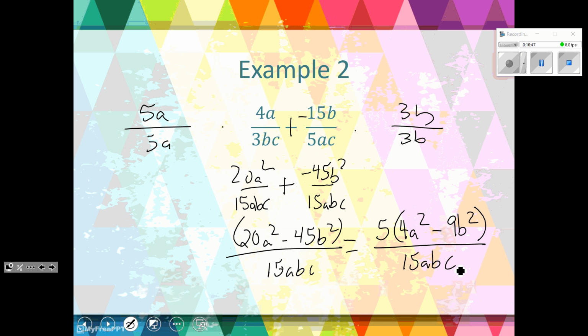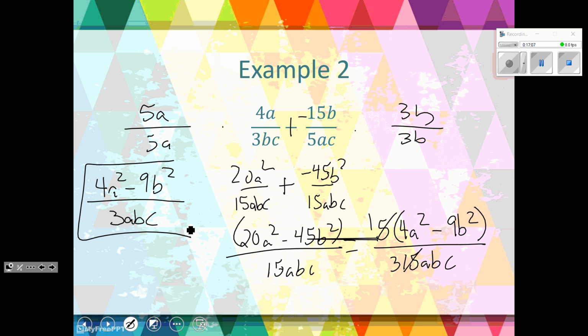Because they're on the outside. They're free. They are on the outside. So we can make this a 1 and we can make this a 3. So we now have 4a squared minus 9b squared over 3abc. Am I finished? We took a GCF out.